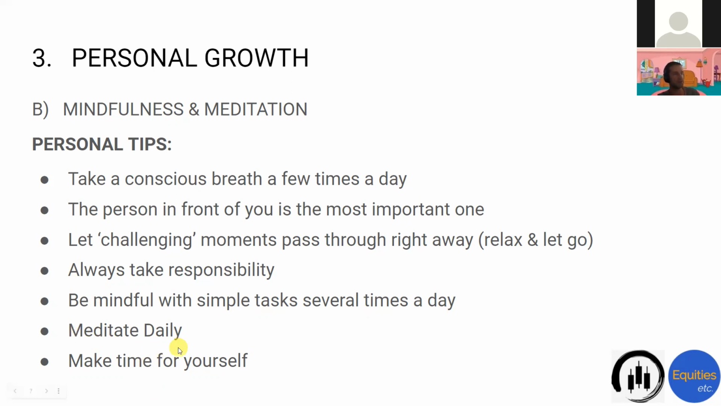Yeah, daily meditation. I wish I would meditate daily. I have for a while, but you know, it is what it is. Sometimes it's slacking off and life gets in the way, but just make time and do what you can. Make time for yourself. Take care of yourself. Also very important.